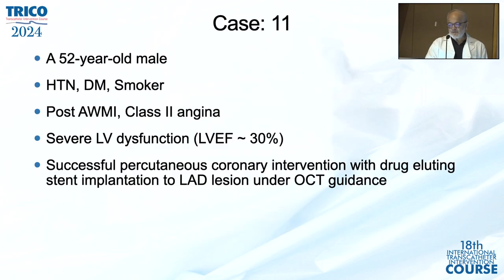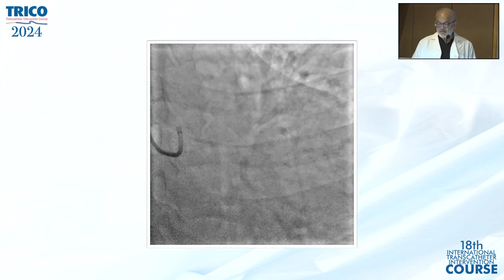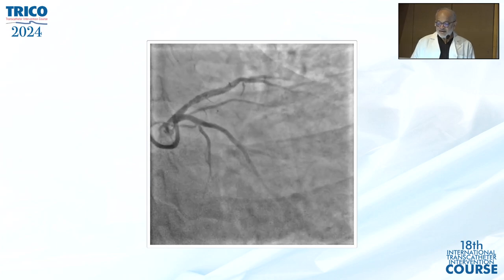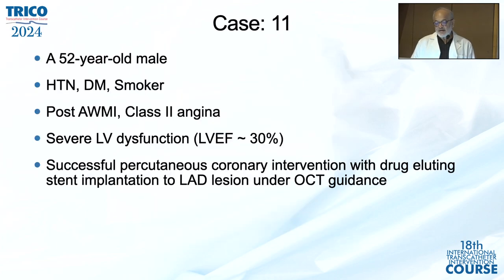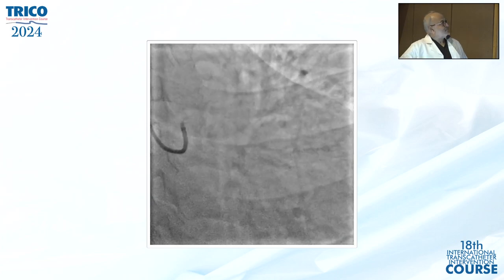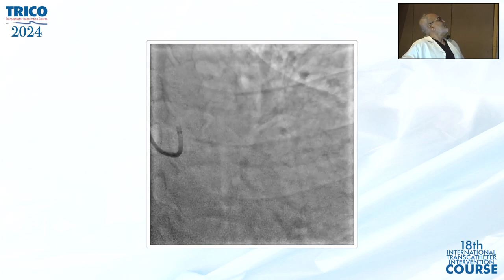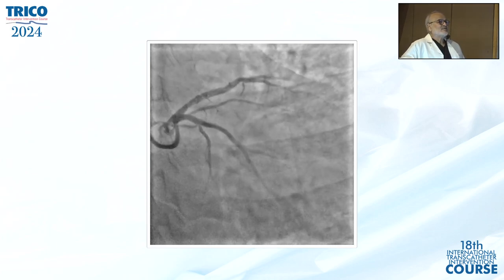Another 52-year-old gentleman, hypertension, diabetes, smoker, anterior wall MI, severe LV dysfunction, successful PCI with a drug eluting stent to the LAD under OCT guidance was done. But patient came to us. At that time it was done, previously this was done, and now this is the picture in the angiogram. Patient has angina. What do you think? See the proximal LAD. What do you think?